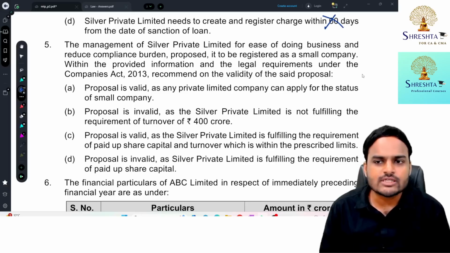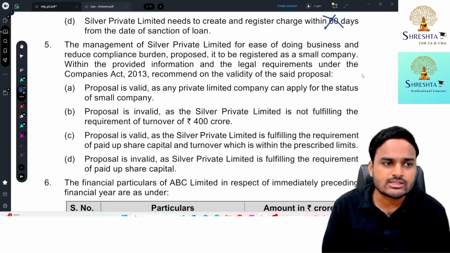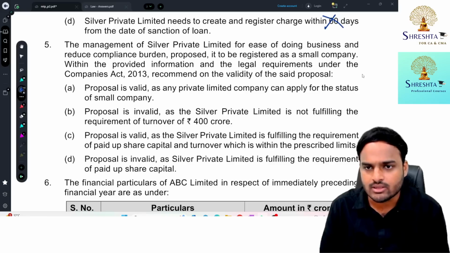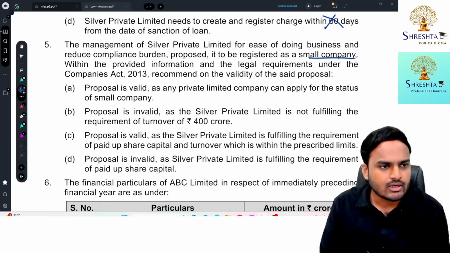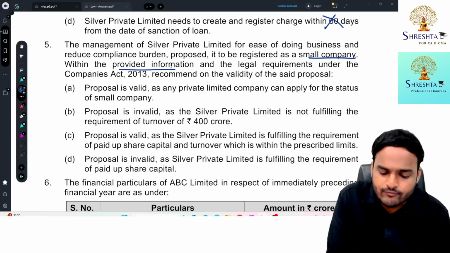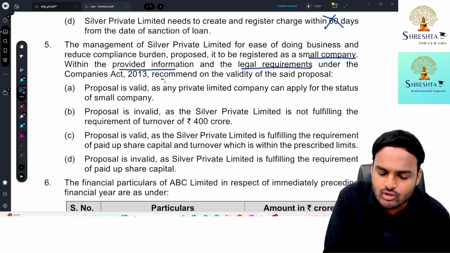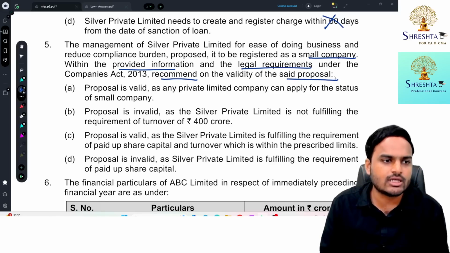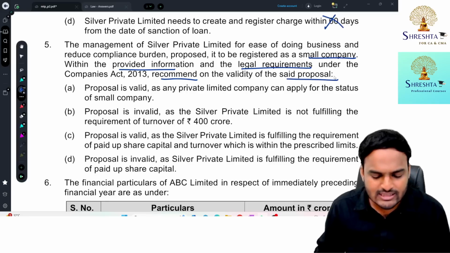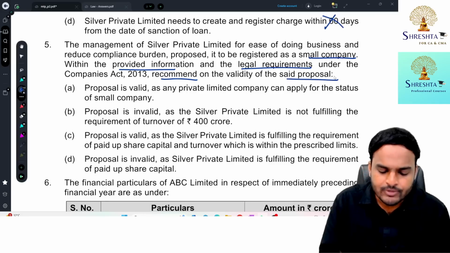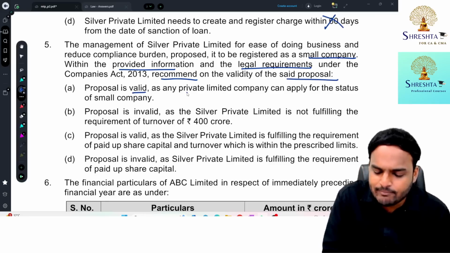The management of Silver Private Limited, for ease of doing business and to reduce compliance burden, proposed it to be registered as small company. Within the provided information and legal requirements under Companies Act 2013, recommend on the validity of the said proposal. So whether the proposal is valid or not. Let's see. Proposal is valid as any private limited company can apply for status of small company.